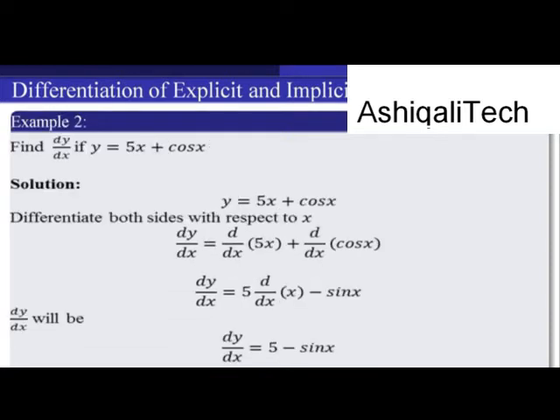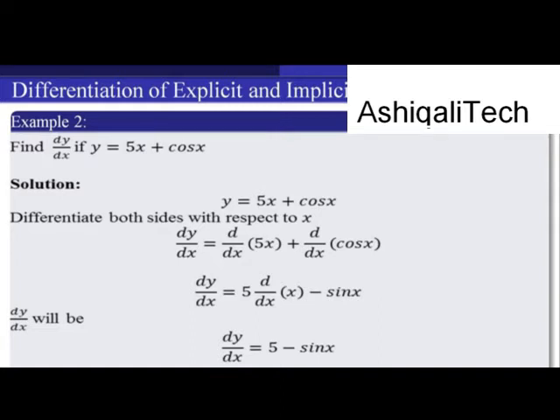Find dy by dx if y is equal to 5x plus cos x. So first of all, we write y is equal to 5x plus cos of x. Now differentiating both sides with respect to x, we get dy by dx is equal to d by dx of 5x plus d by dx of cos x. So dy by dx is equal to 5 into d by dx of x minus, the derivative of cos x is minus sin x. Therefore, dy by dx is equal to 5 minus sin x.